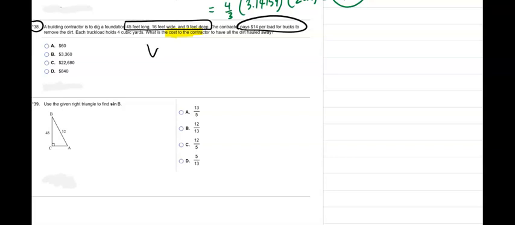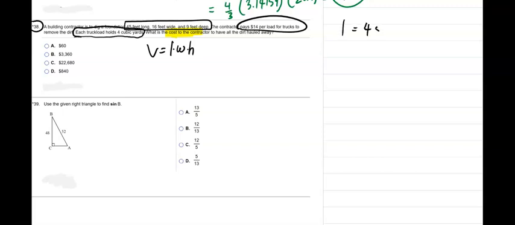So volume is going to be length times width times height. That's the volume, LWH. But notice that I'm looking for the volume in cubic yards, because it's given that each truck holds 4 cubic yards. So I need to find the volume in cubic yards, so I've got to change this length from feet to yards.